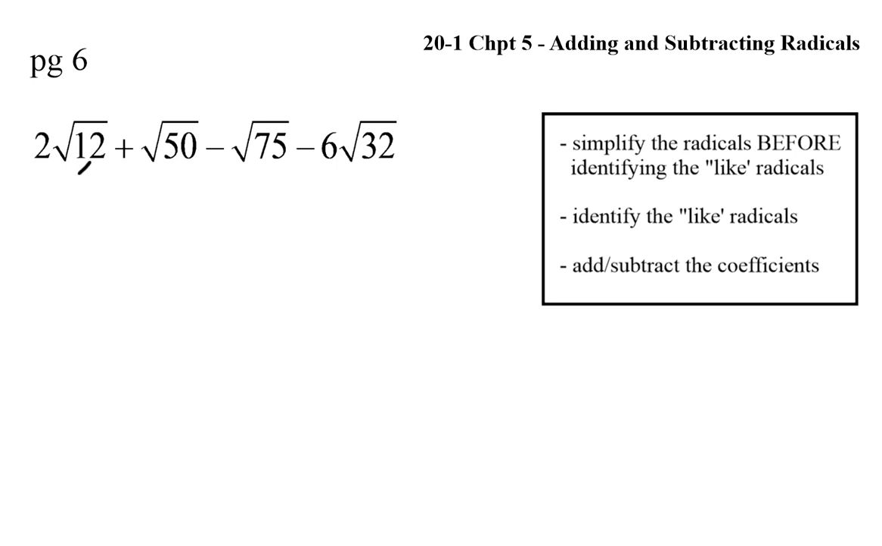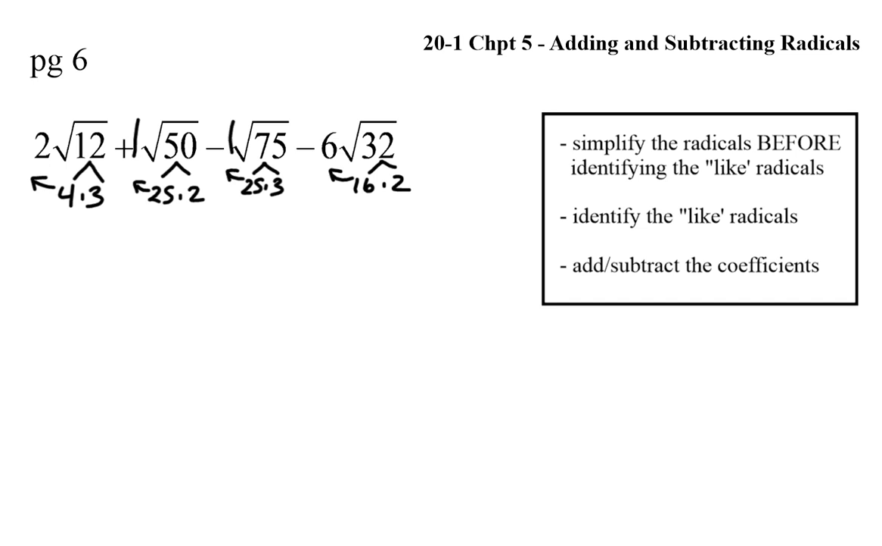So here we go, 12. 4 times 3, we can root out the 4. 50. 25 times 2, we can root out the 25. Don't forget you have a coefficient of 1. 75. 25 times 3, we can root out the 25. Coefficient -1. And 32 is a 16 times 2, so we can root out the 16. All of these radicals simplify.